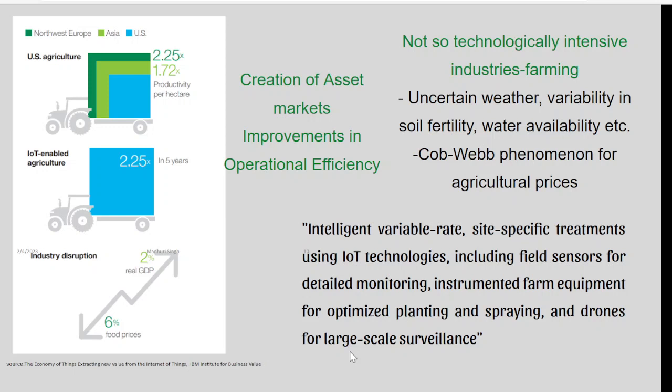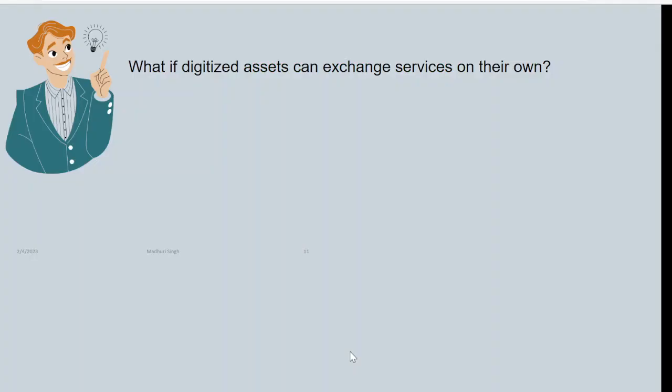So we now understand what Internet of Things is, the uses of Internet of Things, and the scope of Internet of Things. We know the pillars or vectors, the parameters or factors we should consider when developing the business model around Internet of Things. Now, where does the economy of things come in all of this? To answer this, I request you to imagine a scenario when these digitized assets can exchange services on their own.